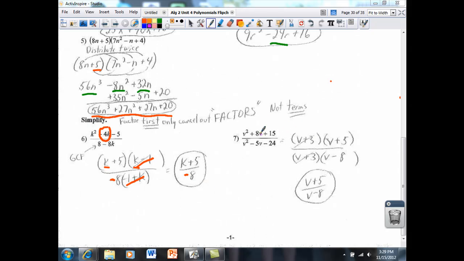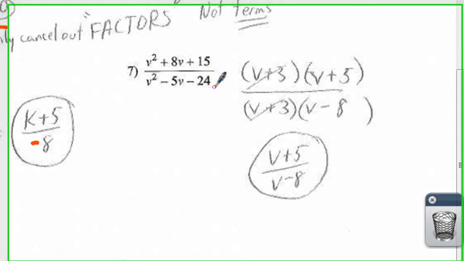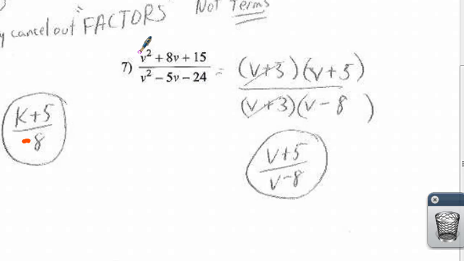Okay, number 7, I have a trinomial over a trinomial. The nice thing about these problems, there's just a 1 in front. My leading coefficient is a 1, so it makes it pretty easy to factor. You're locked in, in this case, v and v. Since it's a positive 15, my signs have to be the same. My middle term is also positive, so I'm going to have plus plus. Ways of getting 15, 15 and 1 won't work, but the 3 and 5 will, so that my outers and inners add up to the 8v. So I factored the numerator correctly.